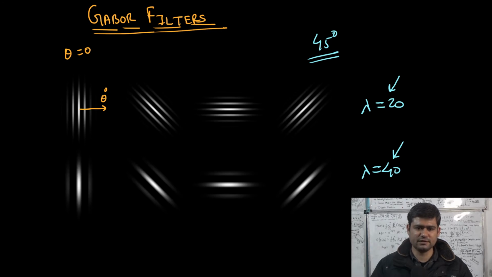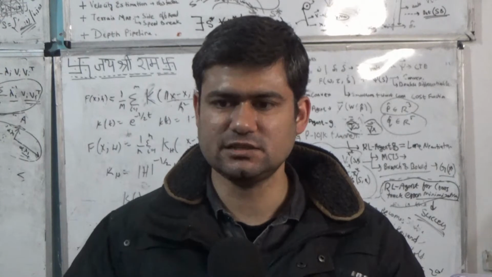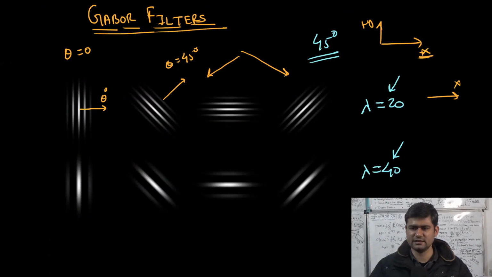Similarly, here is a Gabor filter at 45 degrees. In some implementations, this may be considered 45 degrees. When we discuss theta, we assume that this is our positive x-axis and this is our positive y-axis. But if you change the axes, if this is the x and this is y, then this will become 135 degrees and this will become 45 degrees.